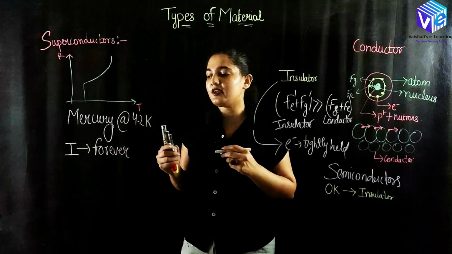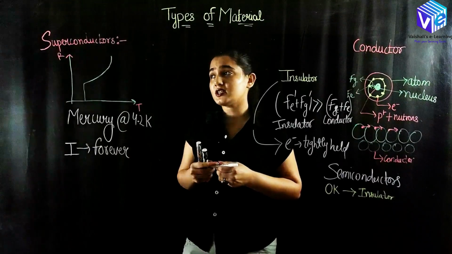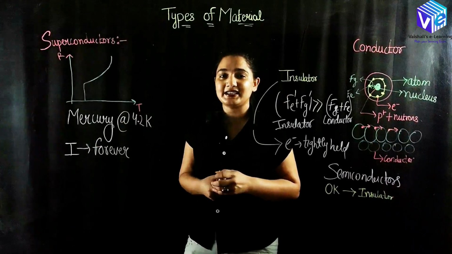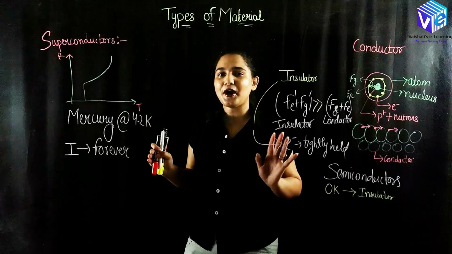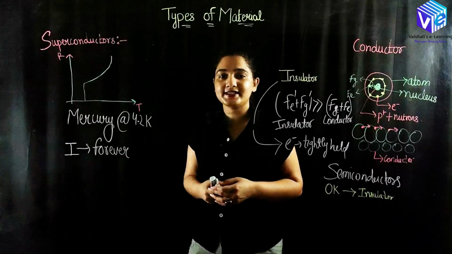Okay, so we will have approximately 0 heat losses in the case of a superconductor. So this is the beauty of the superconductors. I hope now you understood all of the types of material. Now I will be moving towards the current.